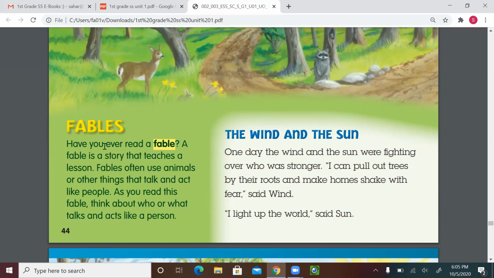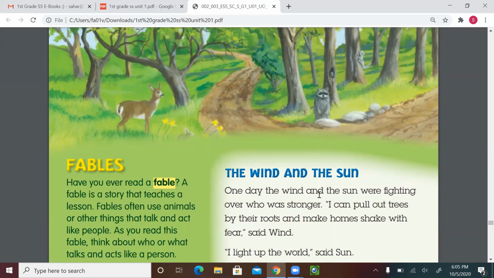So fables are different. They usually teach you a lesson, and to teach the lesson, they might use animals or other things talking and acting like humans. For this story, we need to pay attention to who talks and acts like a person. The Wind and the Sun.